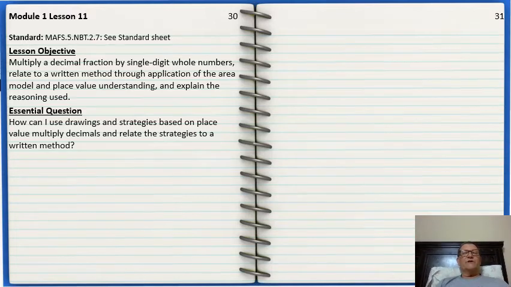And our essential question, how can I use drawings and strategies based on place value to multiply decimals and relate the strategies to a written method? When we're saying related to a written method, we're pretty much talking about a standard algorithm. All right, so let's get started.